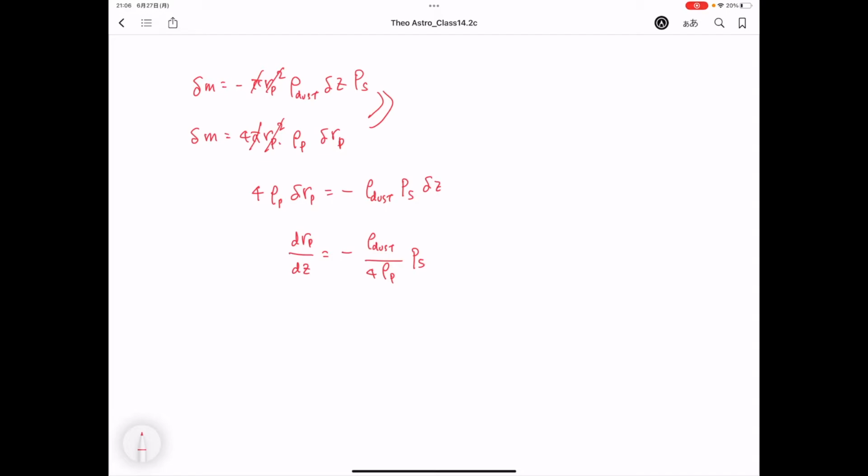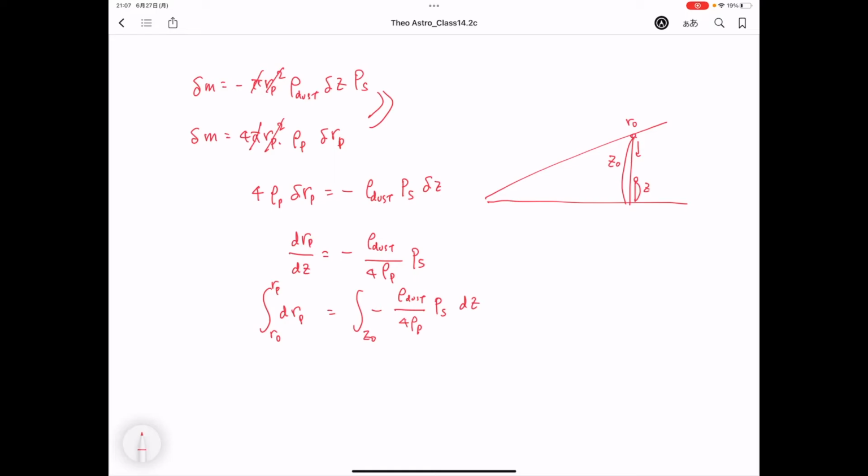Then you can integrate both sides of the equation. On the left, r sub p is changing from r sub 0 to r sub p. On the right, the integral of minus rho sub dust over 4 rho sub p p sub s dz. So the particle is initially located at the very highest position in a disk. So this is z sub 0 and falling. And then at this position, this is z. So at the starting position z equals z sub 0, the size of the particle is r sub 0.